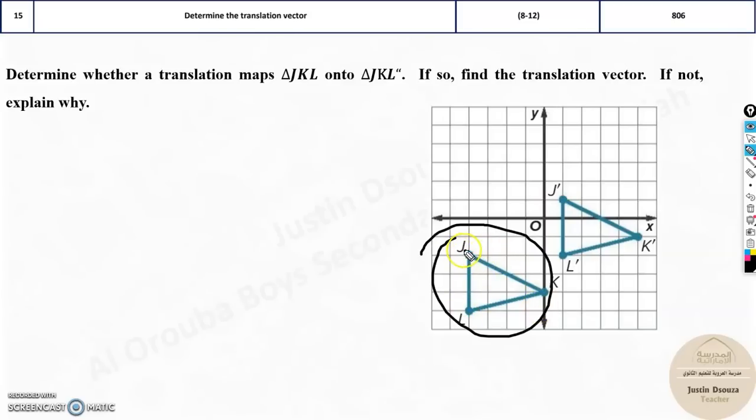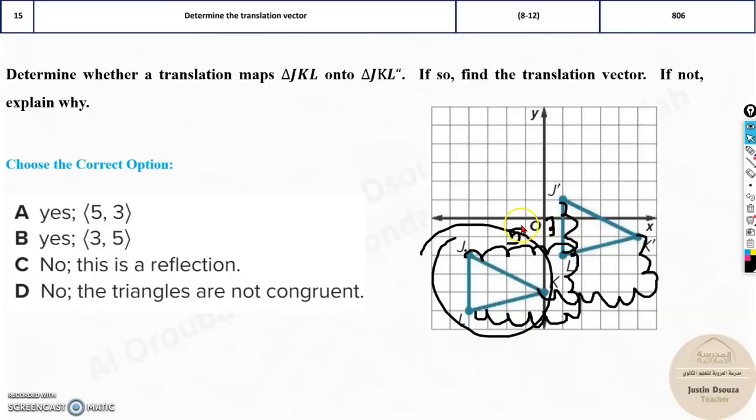What I mean is, if this is a translation, then the movement from j to the new point j is 1, 2, 3, 4, 5 in the x-axis and 1, 2, 3 in the y-axis. It must be the same over here with k: 1, 2, 3, 4, 5, 1, 2, 3, and 1, 2, 3, 4, 5, 1, 2, 3. That will be the same. So yes, this is translation.